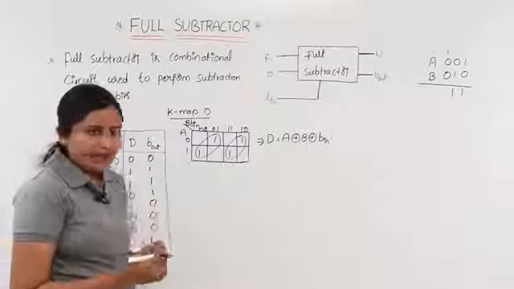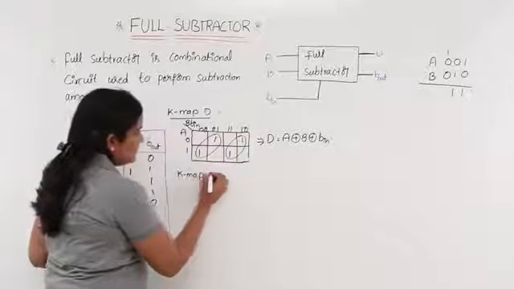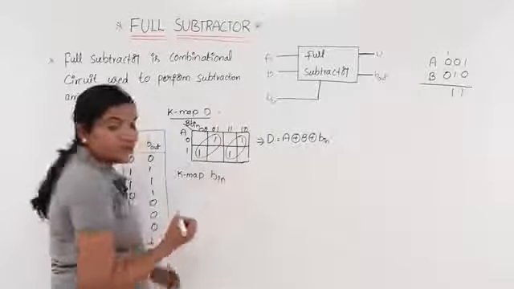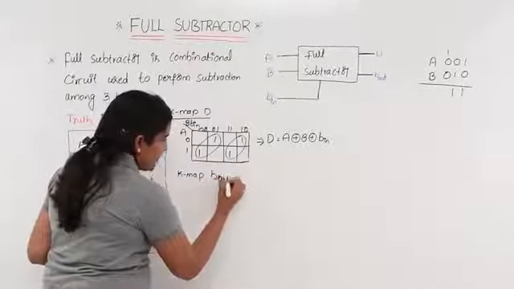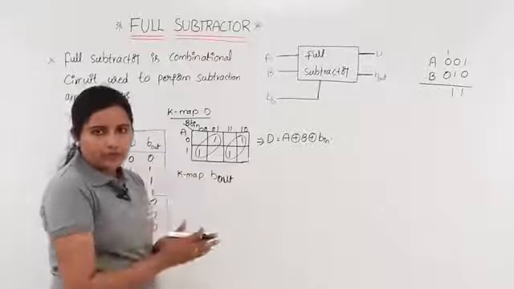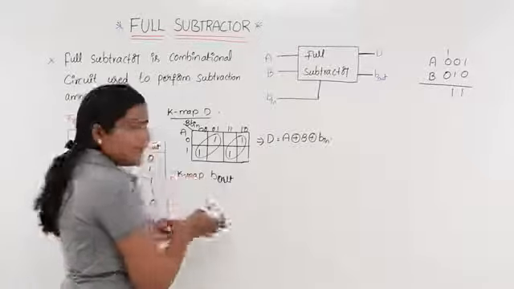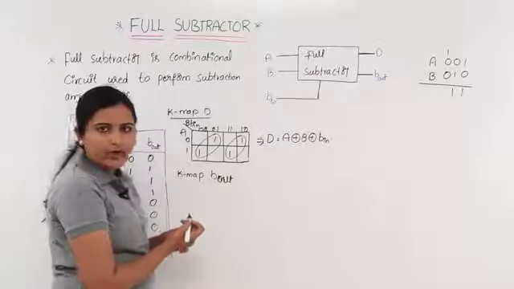In the same way, I am going to consider the k-map for B out. That means input, output. You need to consider the k-map for B out, that means output borrow. As you take an input borrow B in, you need to mention the output borrow as B out.